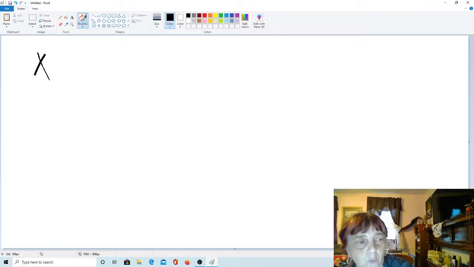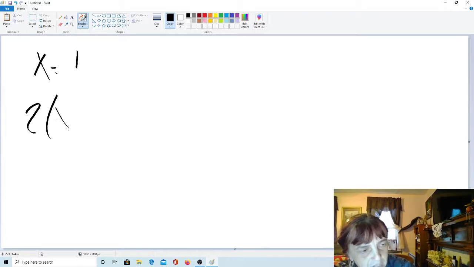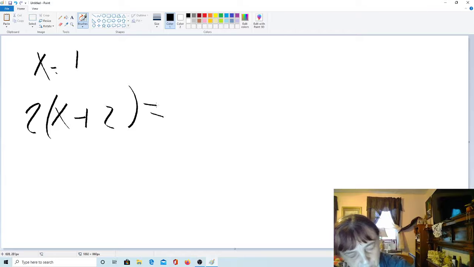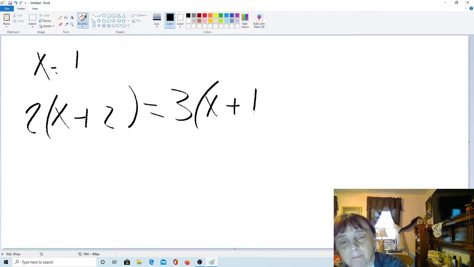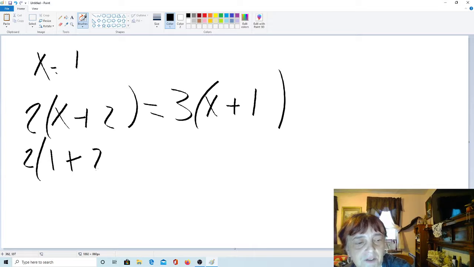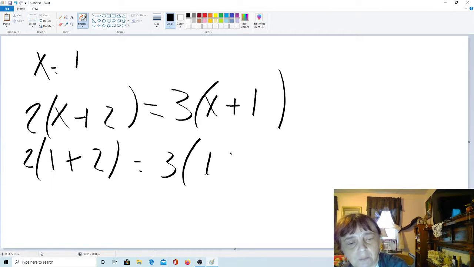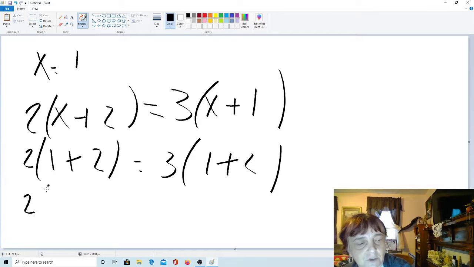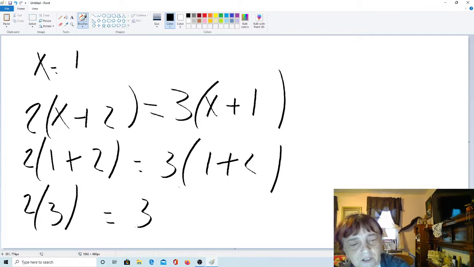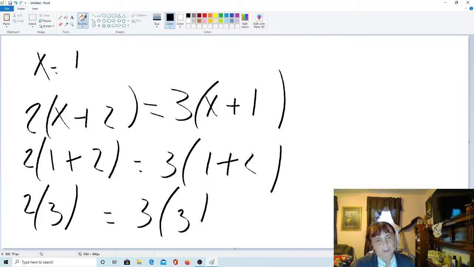Okay, if x is 1 and your equation was 2 times x plus 2 is 3 times x plus 1, replace x with 1: 2 times 1 plus 2 is 3 times 1 plus 2, and that's 2 times 3 equals 3 times 3. Oh, so that's not correct. Okay, because I'll get 6 equals 9, which isn't right.